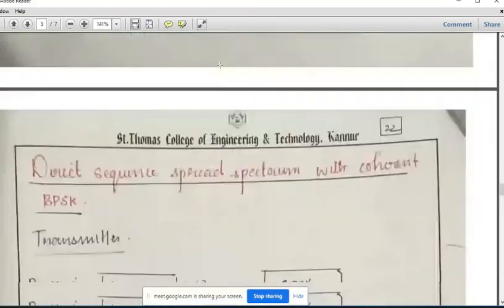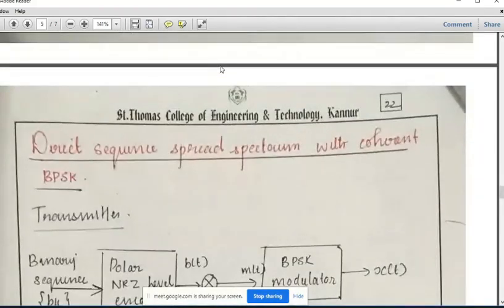Now we will study the direct sequence spread spectrum. We have already discussed in the first class that there are two types of spread spectrum, that is frequency hopping spread spectrum and direct sequence spread spectrum. So now we are going to study the direct sequence spread spectrum with coherent BPSK.